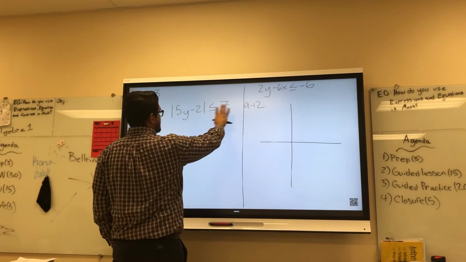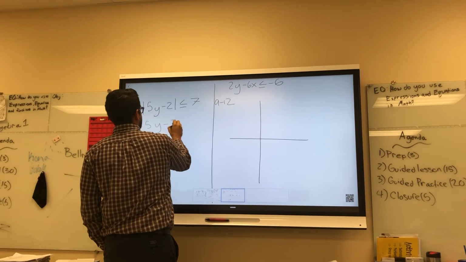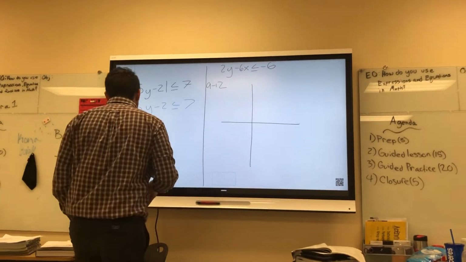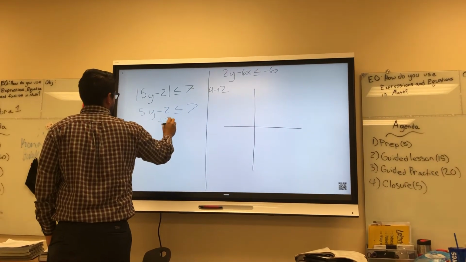First, you treat this like normal. 5y minus 2 is less than or equal to 7. And then you solve this. You're going to be leaving the y by itself, or the variable. So you're adding 2.